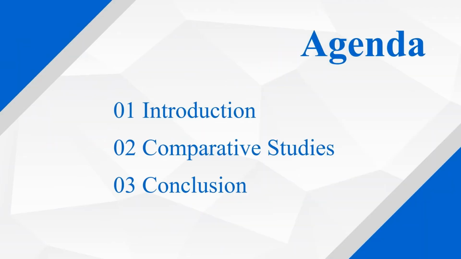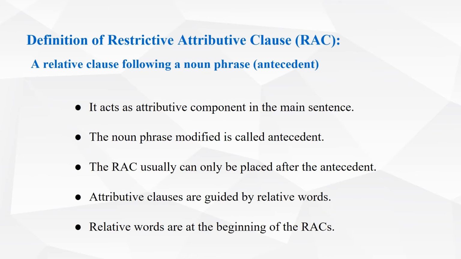This is our agenda. Restrictive attributive clause is a relative clause following a noun phrase. It acts as an attributive component in the main sentence. The noun phrase modified is called antecedent. The clause can only be placed after the antecedent. Relative words get the clause and should be put at the beginning.